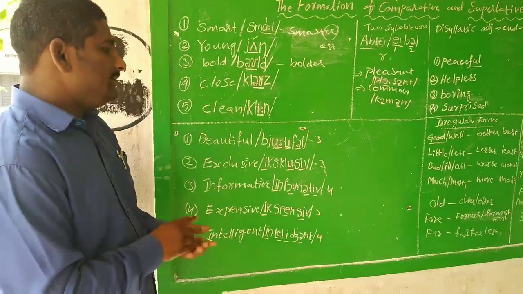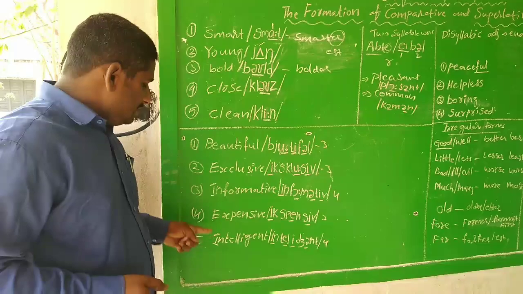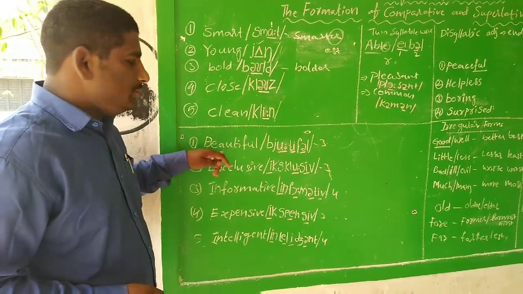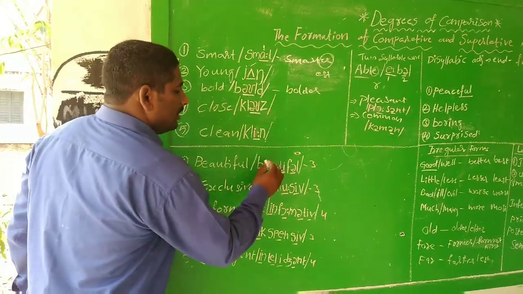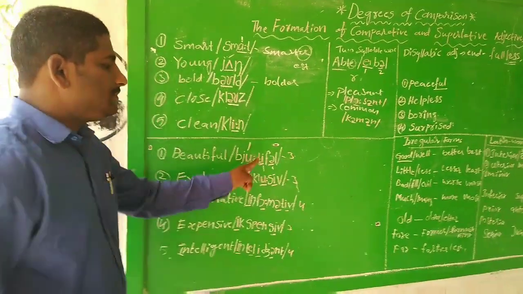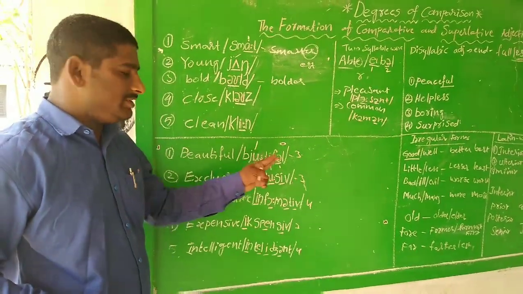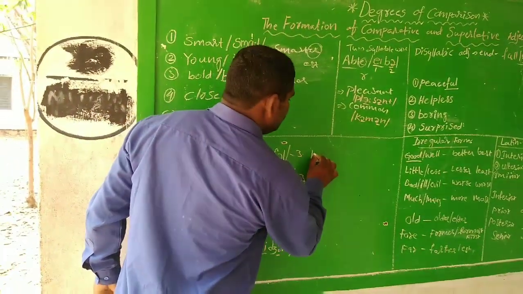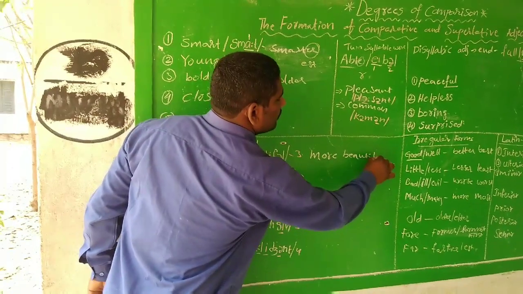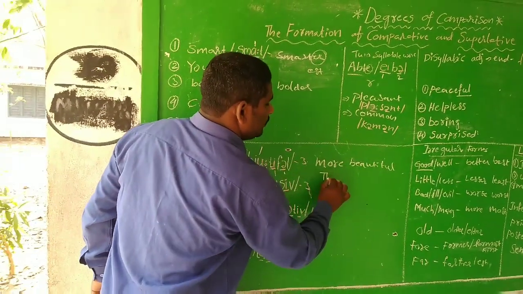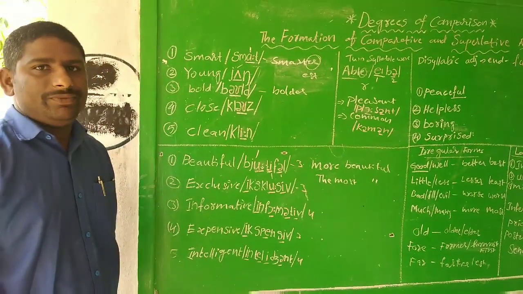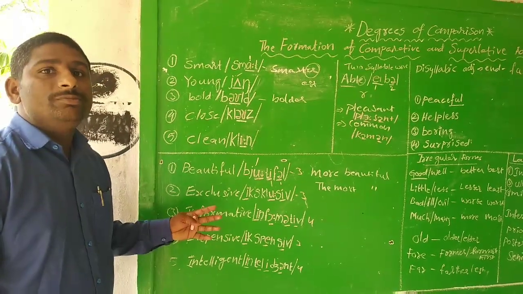So now let us see here. I have taken 5 adjectives here. The first one is beautiful, and here we have u, e, a. So here we have 3 syllables, so it is a trisyllabic word. So this can be more beautiful and the most beautiful you can say, but you cannot say beautifuler or beautifulest.